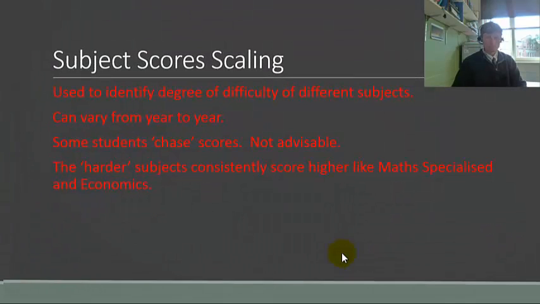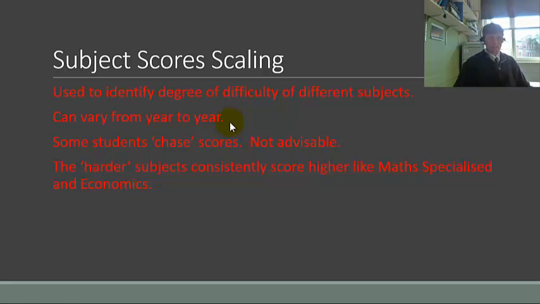There's this other thing called subject score scaling. It's used to identify the degree of difficulty for different subjects. Some subjects are deemed harder than others, and there's some complex mathematical formula that determines this. The important thing to realise is that it can vary year to year. There's some big changes from year to year.